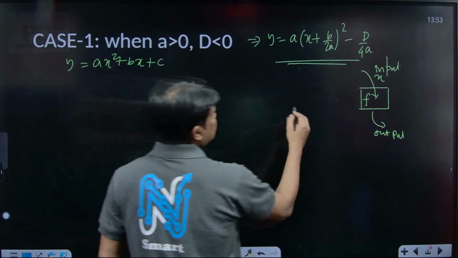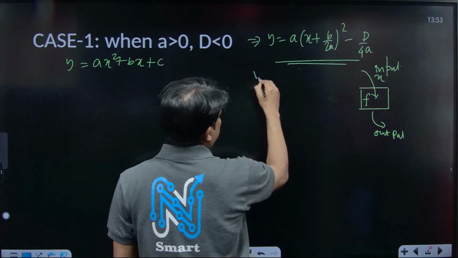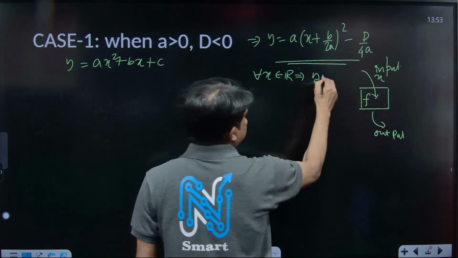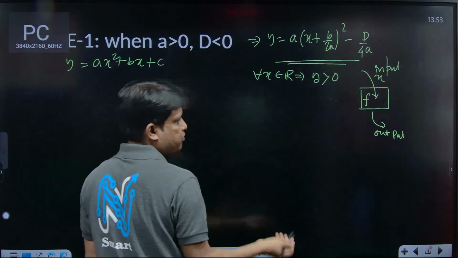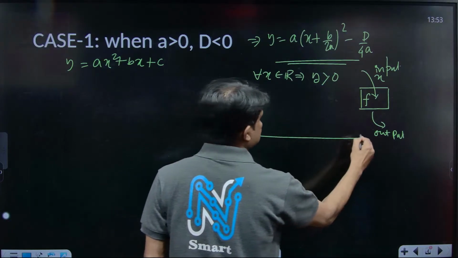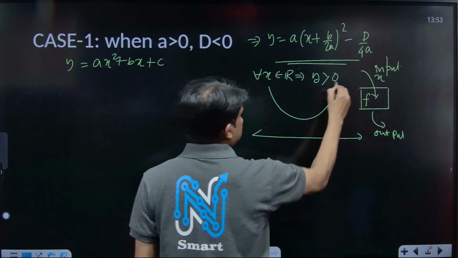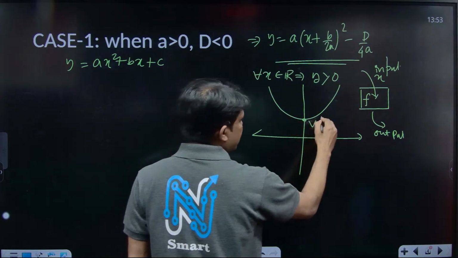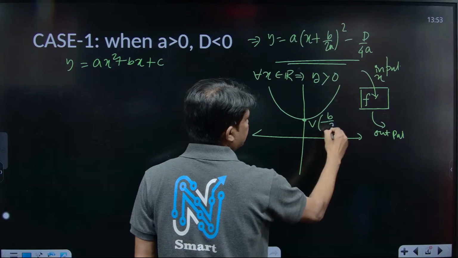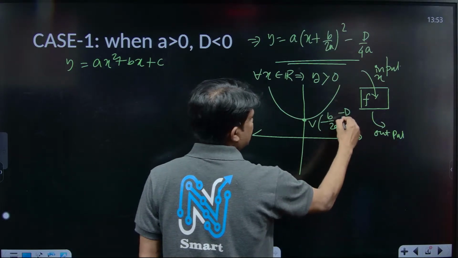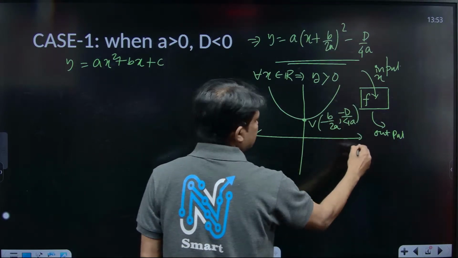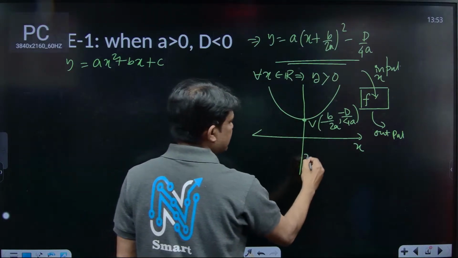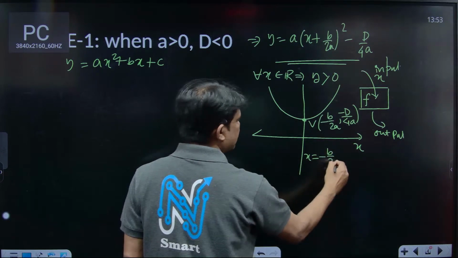So what is the graph? For all x belonging to the reals, y is a strictly positive quantity, the output of this function. So this is the x axis, the real axis, and the graph goes like this way. This is the vertex of this parabola, minus b by 2a, minus discriminant by 4a. This is the x axis, and this is the line x equal to minus b by 2a, and this is the vertex.